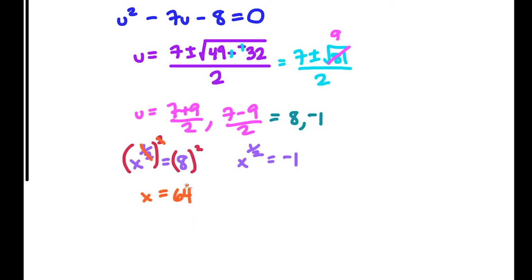Okay, it is important to check this one since it involves radicals because we have the x to the 1/2 power. It involves a fraction for the exponent. So what we're going to do is plug 64 back in for x. 64 to the 1/2 power is 8. So this one does actually check out as one of the solutions. Let's do the same thing over here. We are going to square both sides.